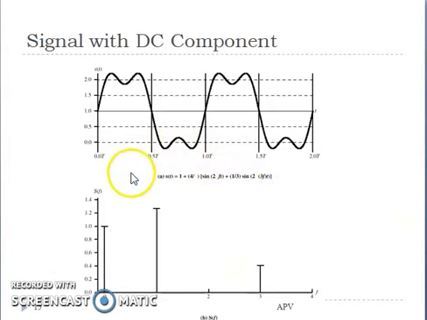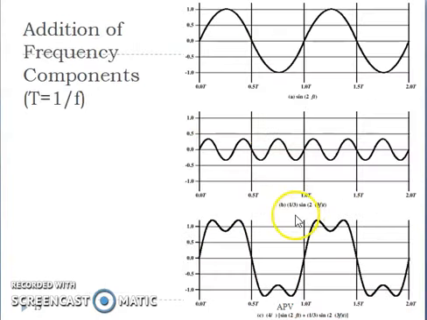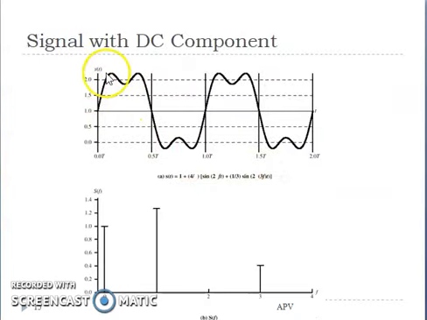Now take the case of this signal. This is a composite signal. We have discussed it earlier. It is the addition of two frequency components. So if we take the frequency spectrum of this signal, this is the time domain representation, and this is the frequency domain representation, the frequency spectrum of the signal.